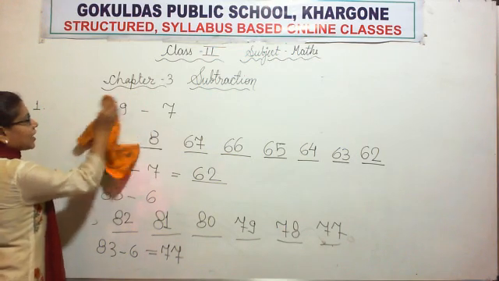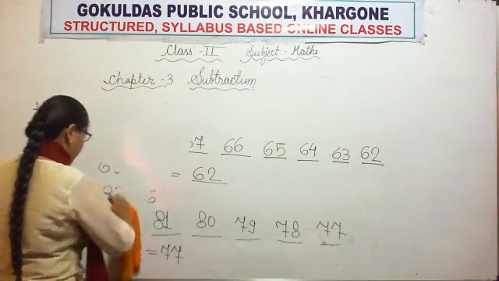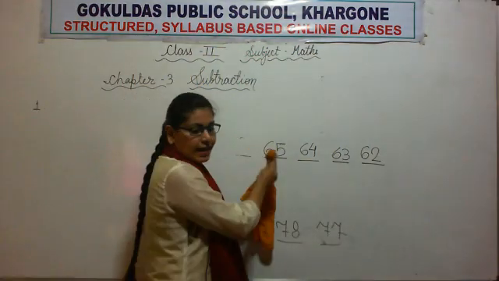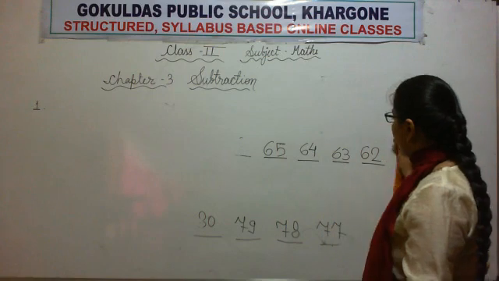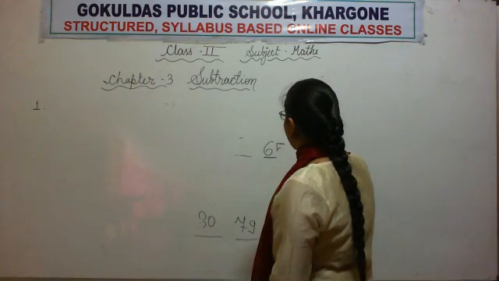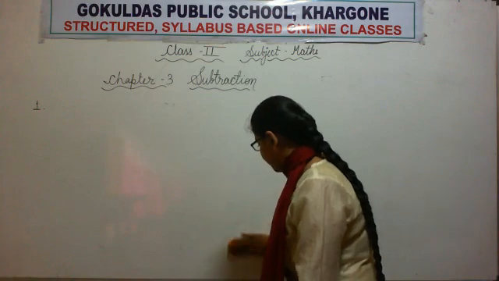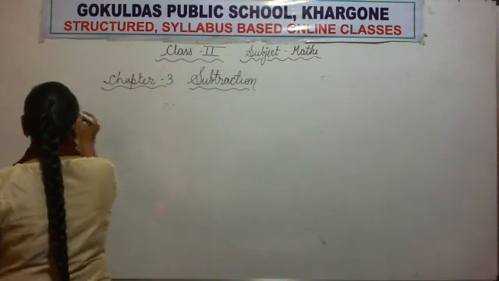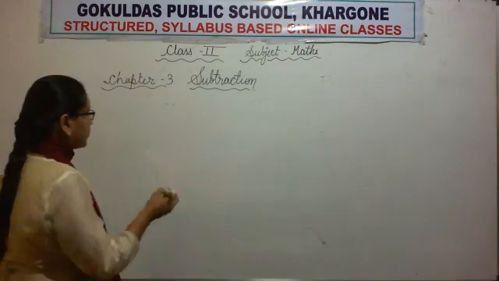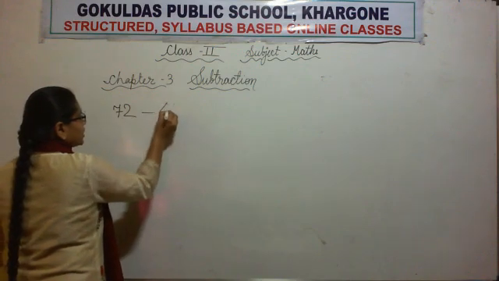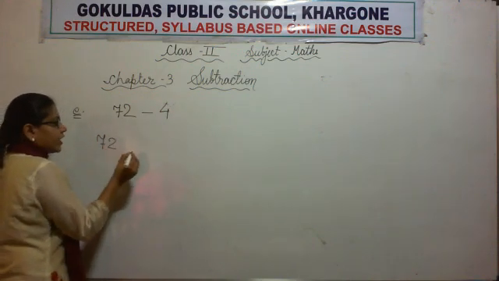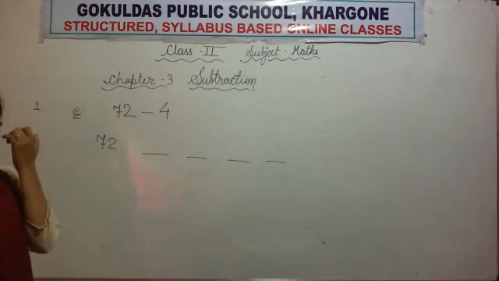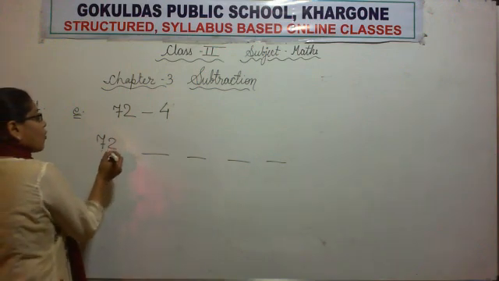Okay, so after parts C and D, we will move toward the next. What is the next part? The next part is part E, 72 minus 4. Try to do it on your own. Minus 4. Again we will write 72 and we will make 4 blank places. See, as you have clouds in your book, no need to make them.